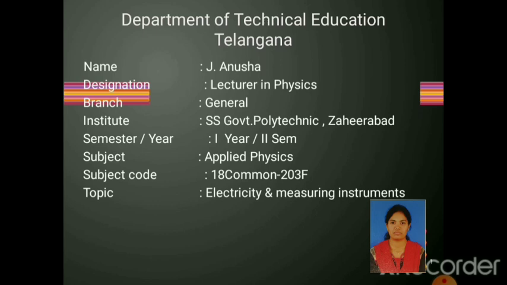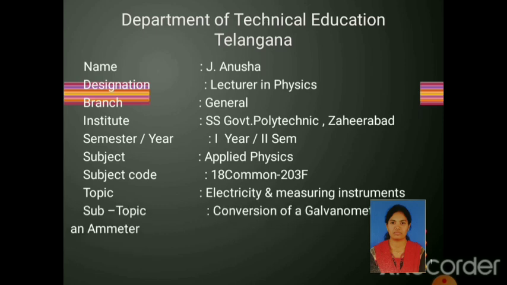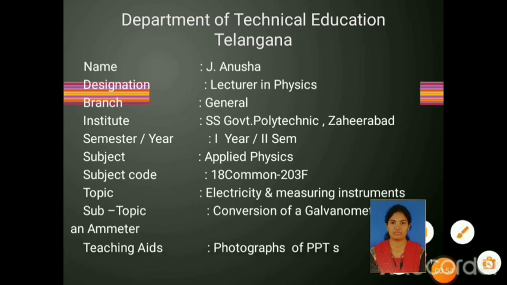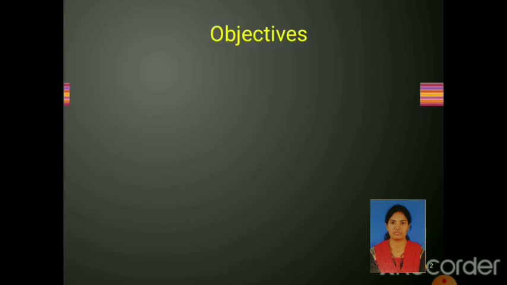And the topic we are discussing here is the fifth chapter of our syllabus, electricity and measuring instruments. From this chapter, in today's class, we are going to study about conversion of a galvanometer into an ammeter. To learn this, we are using a small PowerPoint presentation with the help of pictures if needed. We'll learn how we can convert a galvanometer into an ammeter.